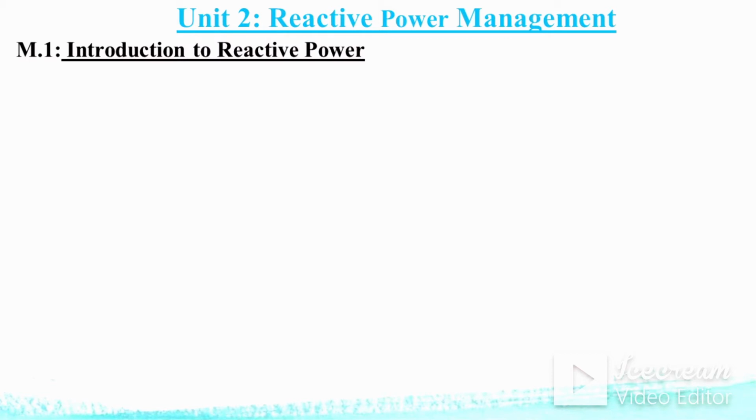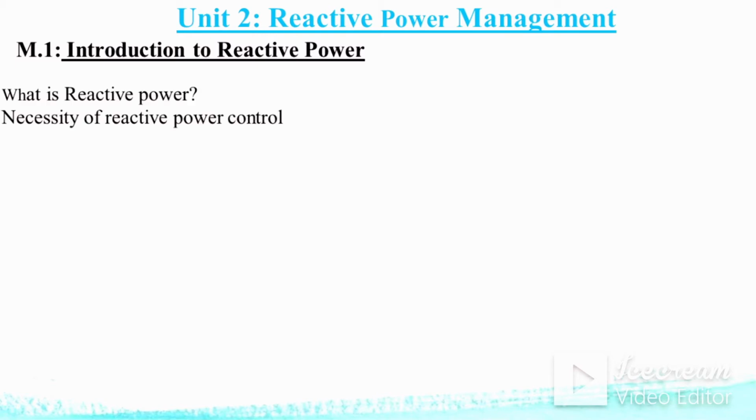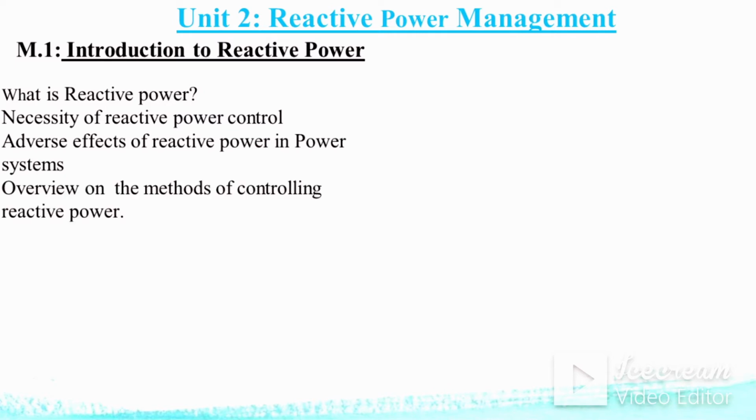Unit number 2, reactive power management, is divided into 3 modules. The first module will be dealing with the introduction to reactive power. In this, we will first go through what we mean by reactive power, the necessity of reactive power control, the adverse effects of reactive power in power systems, and an overview of the methods of controlling reactive power.